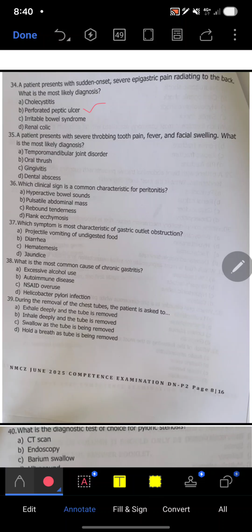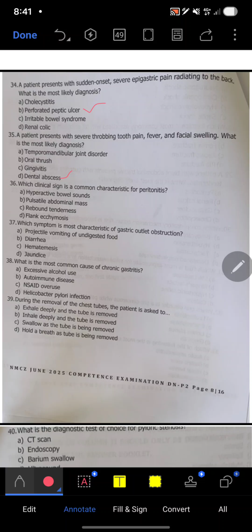A patient presents with severe throbbing tooth pain, fever, and facial swelling. What is the most likely diagnosis? The correct answer is D, which is dental abscess.